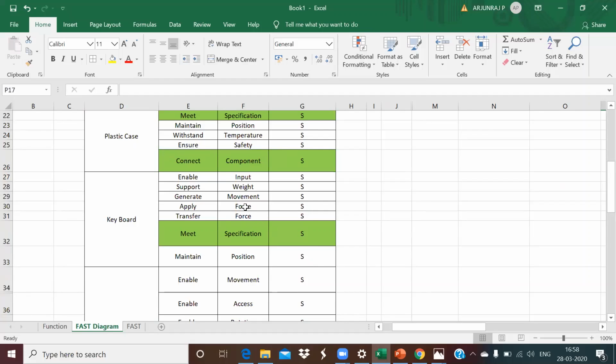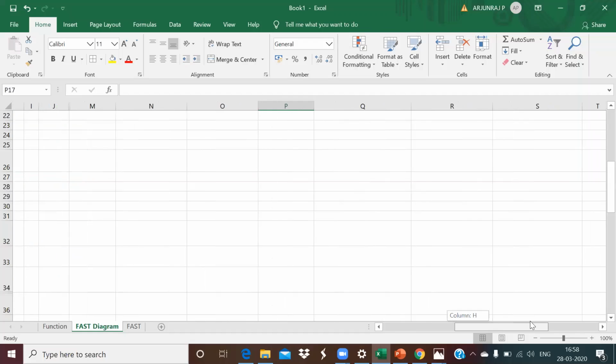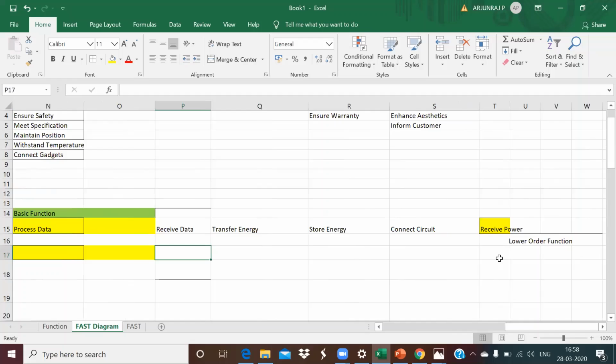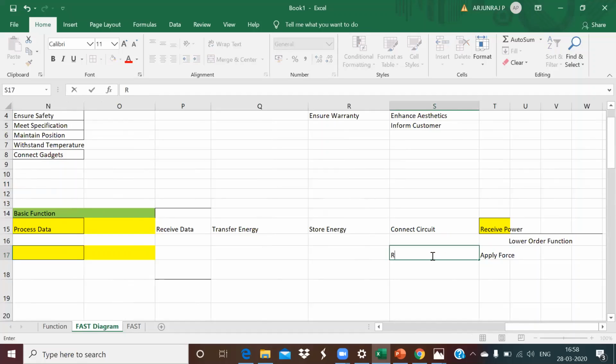For receive, the company is not going to spend money. This is all lower order function. You can have one more lower order function called apply force, for which no extra money is required. Apply force, transfer force.